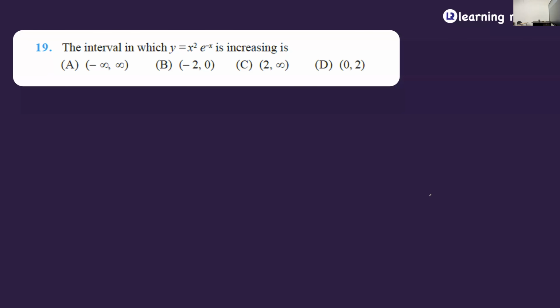Okay. So first differentiate this and show me. Differentiate it and show me. 2x to the power minus x. That's it. 2x into e power minus x plus e power minus x into minus 1 into x squared.